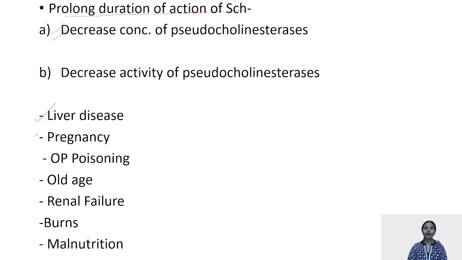Then we have organophosphorus poisoning. In old age also, physiologically the concentration of the pseudocholine esterase decreases. Then burns, renal failure and malnutrition. These are all the conditions. Of course, you have to memorize, you have to read, you have to revise again and again to get used to the conditions which can lead to decrease in the activity of pseudocholine esterase. But if we have to go by an easy way, it is like liver, renal failure, malnutrition, any special scenarios like old age, burns, pregnancy. Everything is going to lead to decreased activity of pseudocholine esterases.